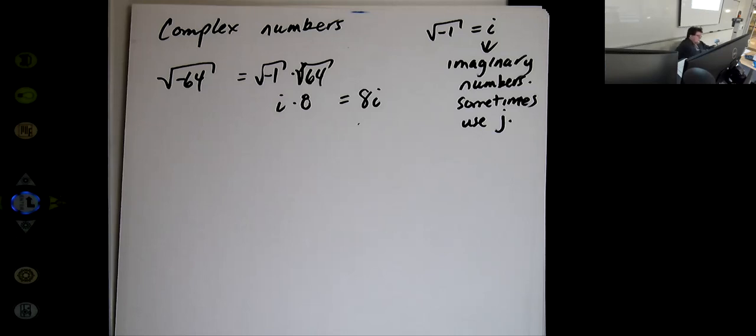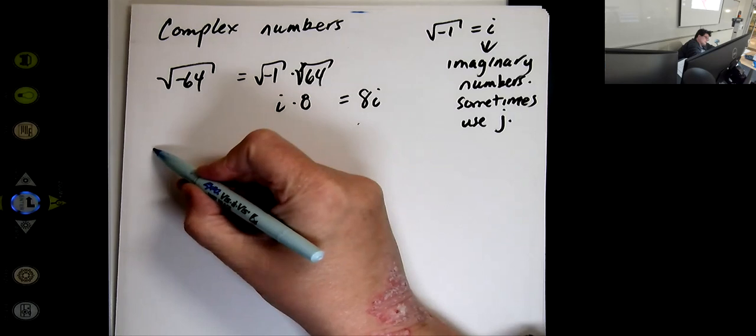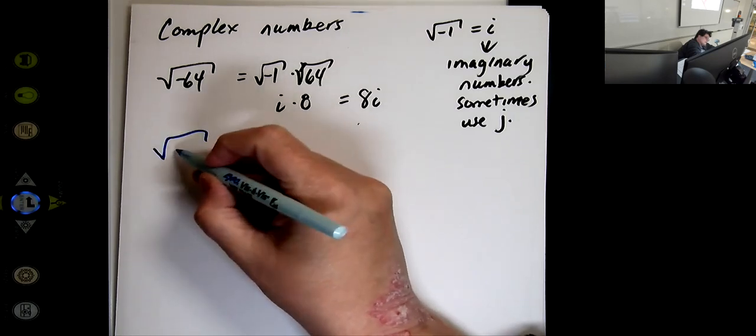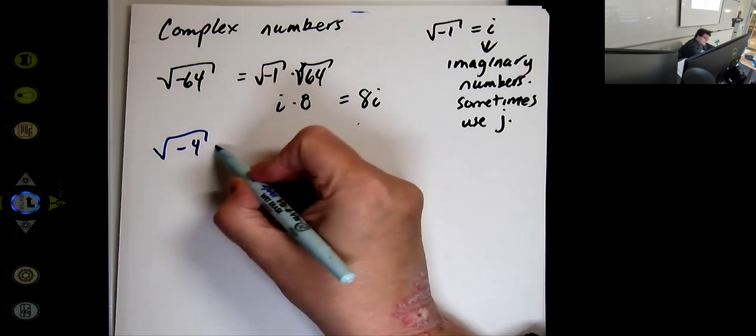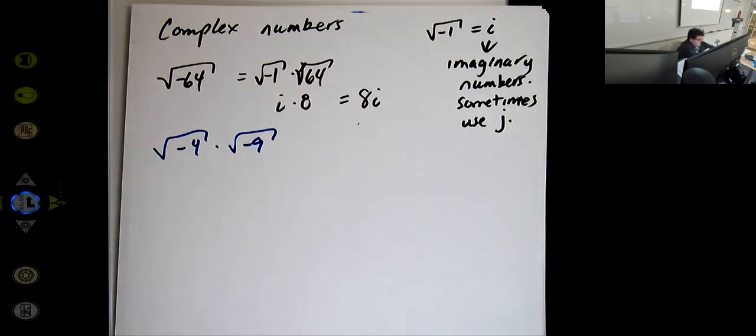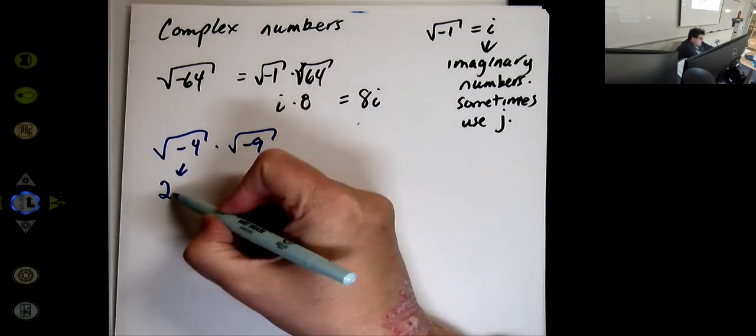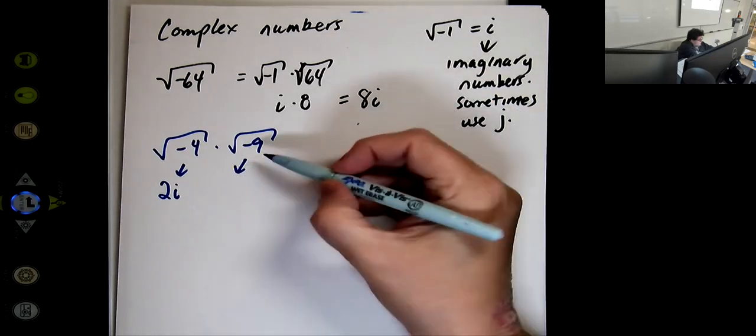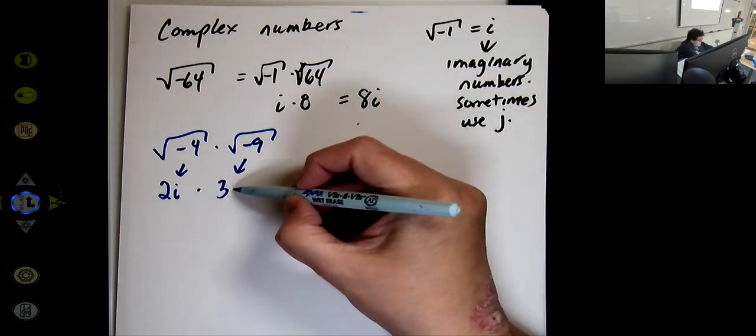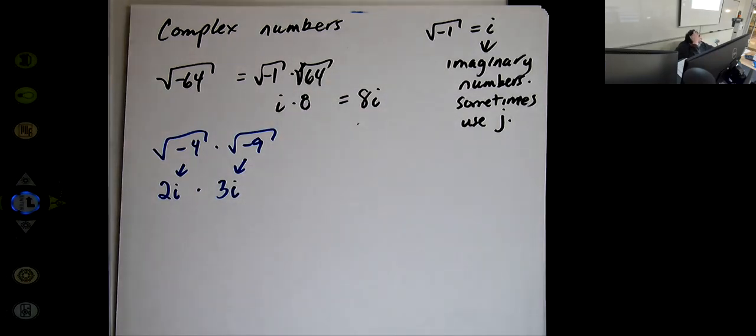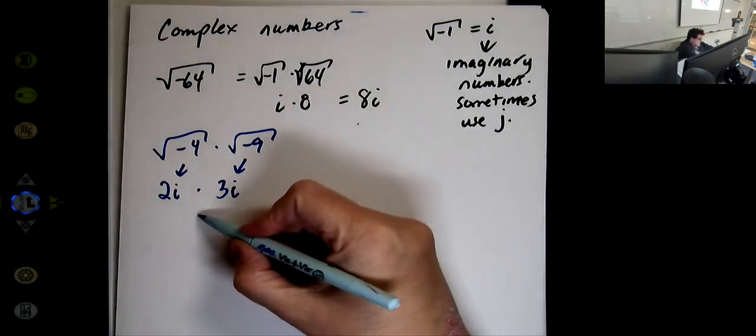If we have two negative square roots multiplied together, we take the square root of 4, which is 2, and the negative part turns into an i. We take the square root of 9, it turns into a 3, and that negative part turns into an i. This turns into 6i squared.